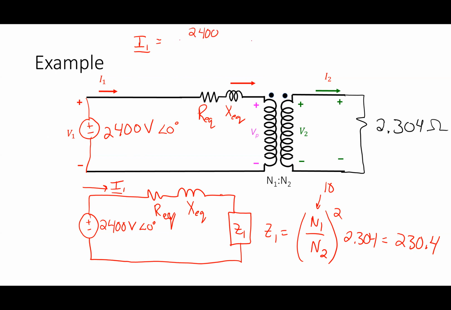2,400 over the sum of the impedances. So tell me, how do I write out the sum of REQ, XEQ, and Z1? REQ plus, yes, the impedance reflected over is entirely real, so plus 230.4, plus j times XEQ, because that's the imaginary part of the impedance.